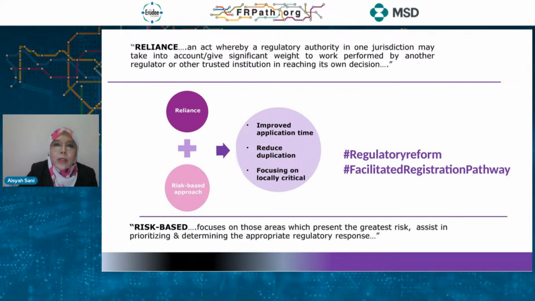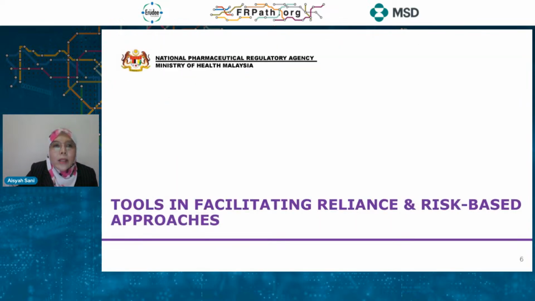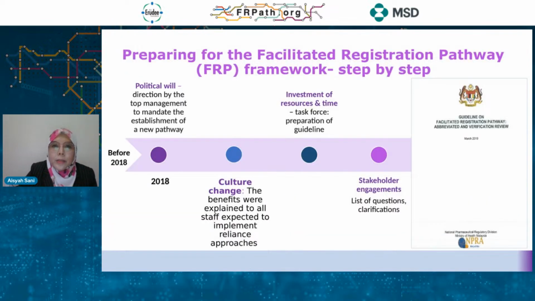So now let's talk about the regulatory tools in facilitating reliance and risk-based approach, which is the FRP guideline. But before that, I would like to share that, as you know, several considerations need to be addressed before reliance can really be embedded in the national regulatory strategy, such as having an adequate investment of resources and time, and also cultural change.